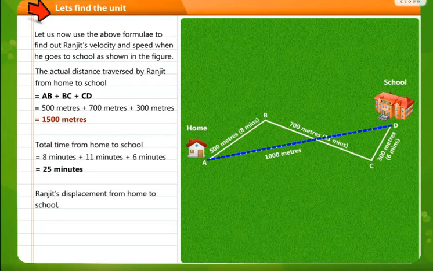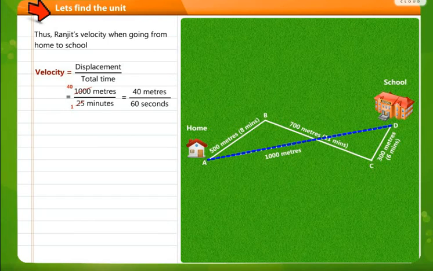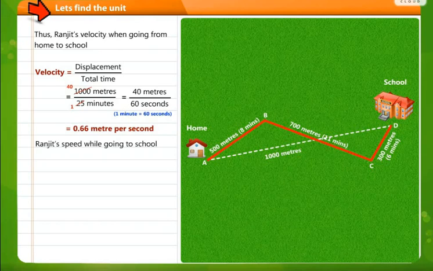Now we are going to calculate the displacement from home to school, that is AD, which is equal to 1000 meters. Thus Ranjit's velocity when going from home to school is equal to displacement upon total time, which is equal to 1000 upon 25. So that becomes 40 meters upon 60 seconds, since 25 ones are 25, 40s are 1000, and 1 minute is 60 seconds. So 0.66 meter per second.